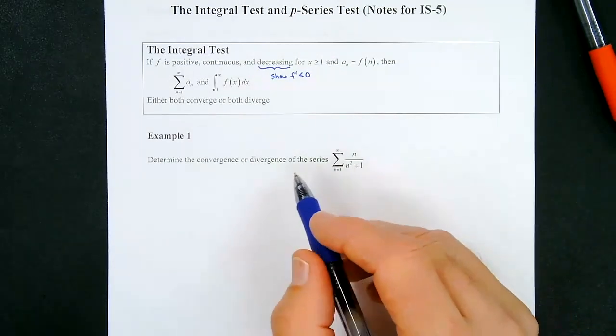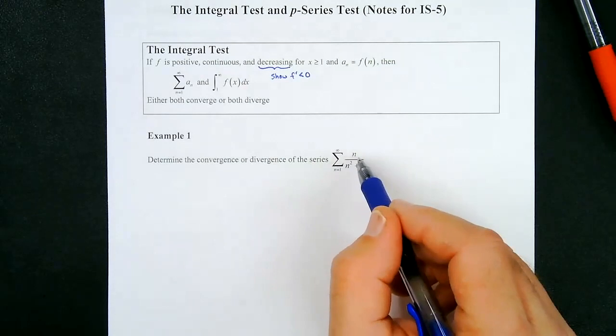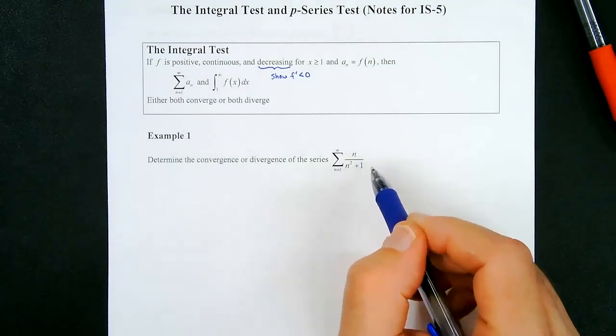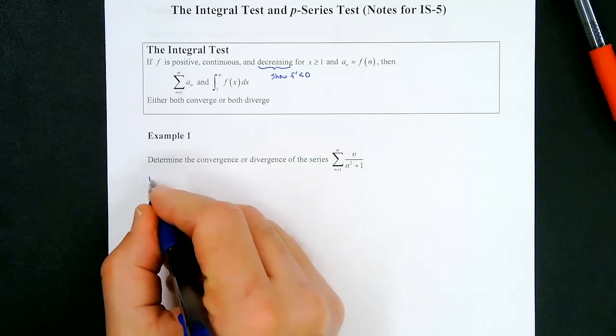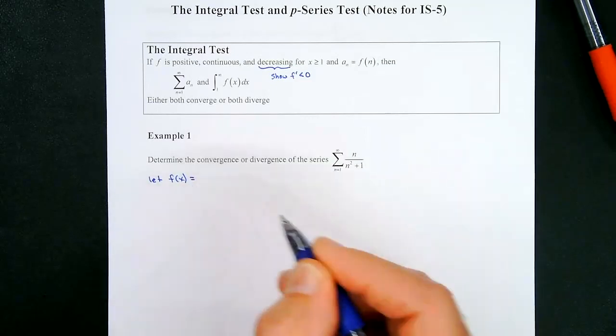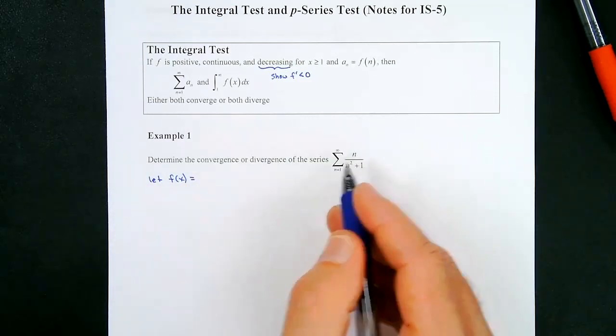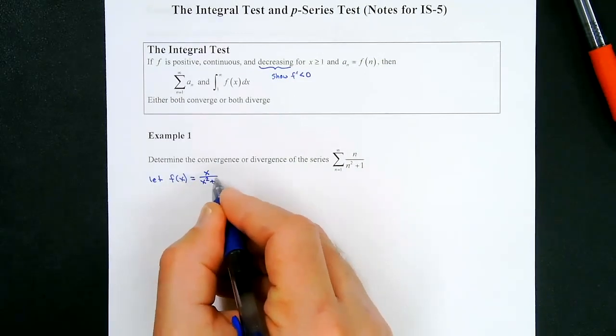Here's this series. Determine the convergence or divergence of the series, n equals 1 to infinity of n over n squared plus 1. So we're going to let f of x equal x over x squared plus 1. That's going to be our function that we're going to integrate.